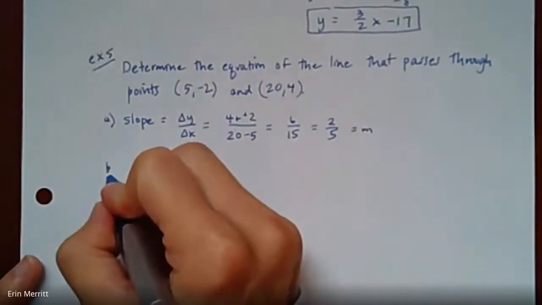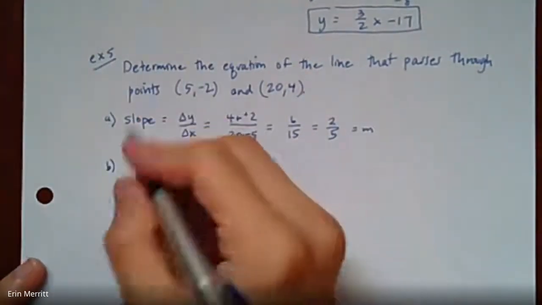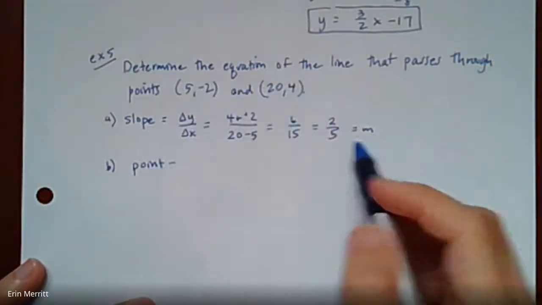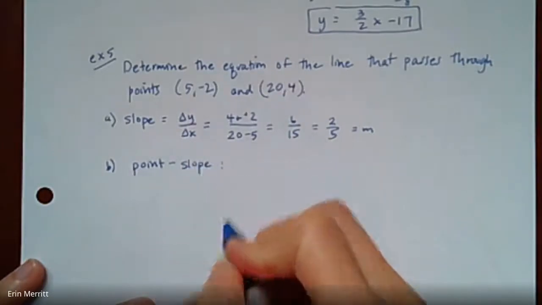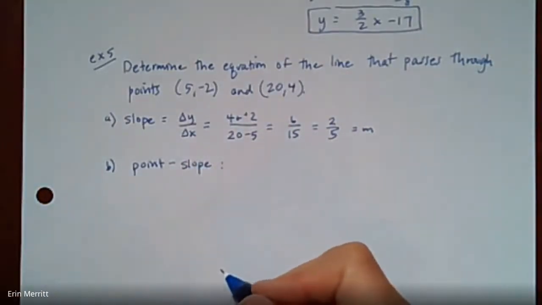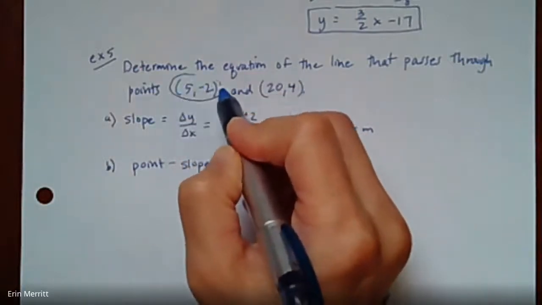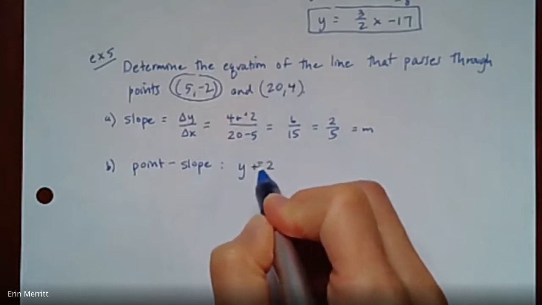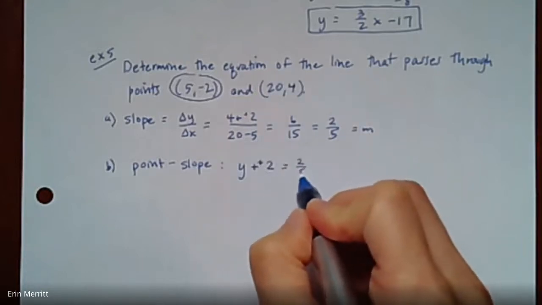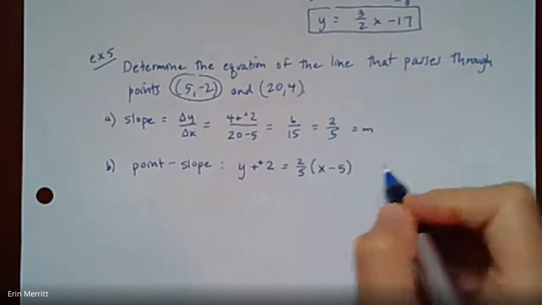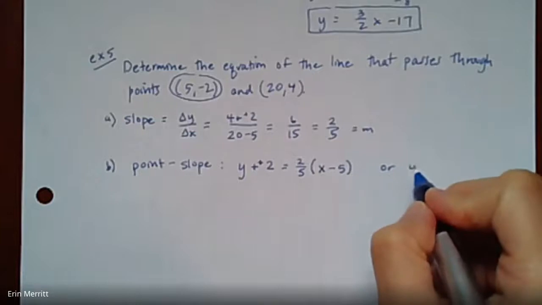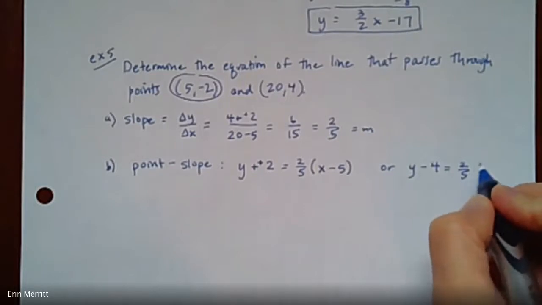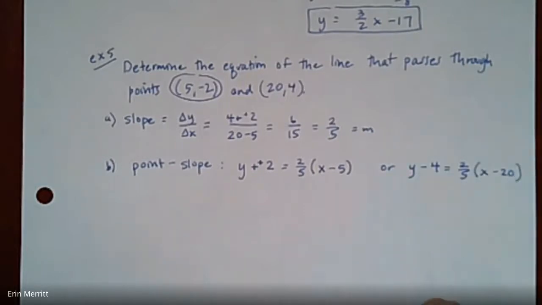All right, now start with what is obvious. You have a point, 2 of them, and you have a slope. So the point slope form makes sense to start with here. It doesn't matter which point you use. So if I use the first point, then my answer would look like y minus a negative 2, which really means plus 2, and then equals 2/5, and then x minus 5. Or you could have y minus 4 if you use the second point. You'd still have the 2/5, and then this would be x minus 20.